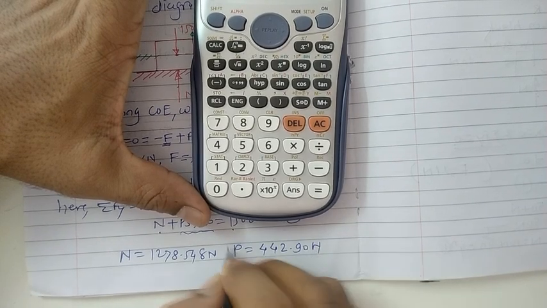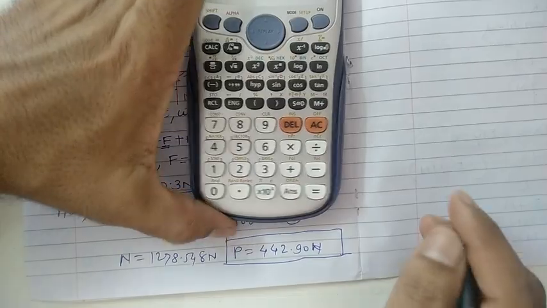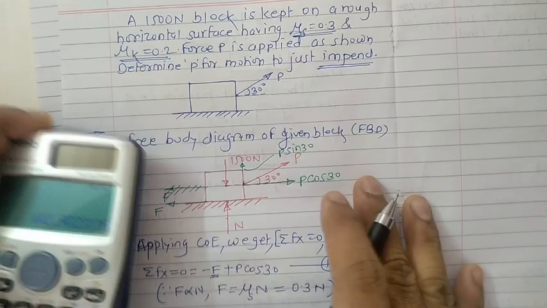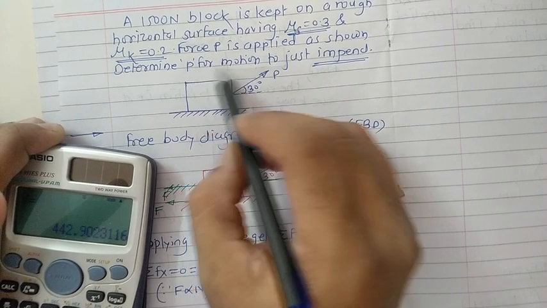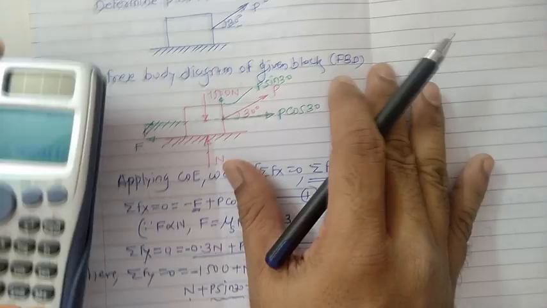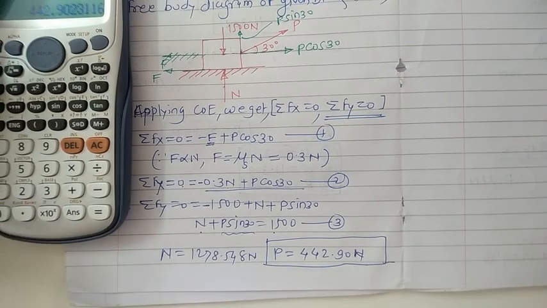And for the second one, I can get the value for P equals 442.90. So this is the answer for P. Our target is to find the value of the force P, which is applied to determine P for the motion to just impend. So this is the answer for P: P equals 442.90 Newton.